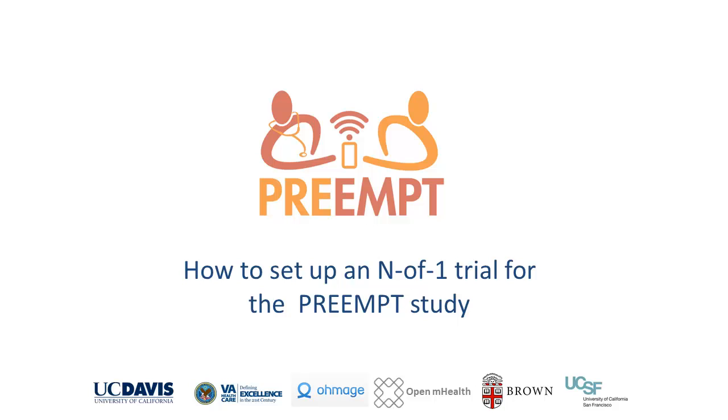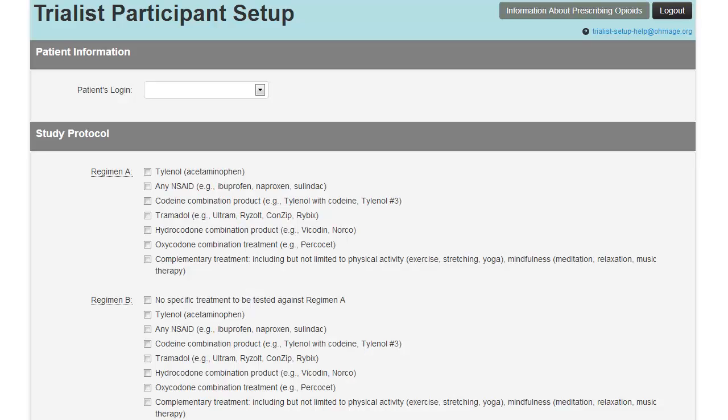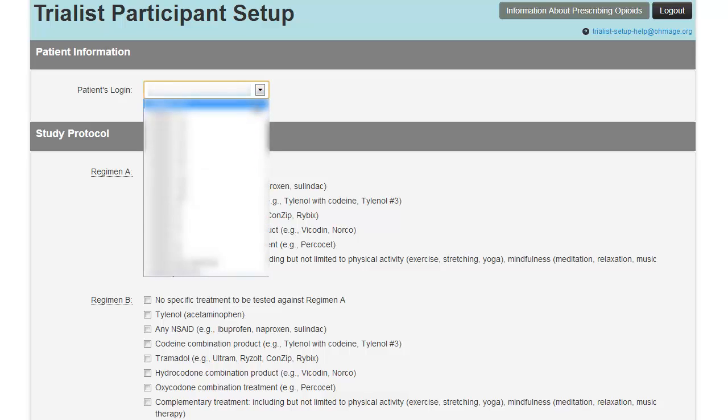You will set up the trial for your patient during a clinical care appointment, and the process should only take a couple of minutes. First, you will log into the trial setup page using your web browser. The setup screens are supported on browsers including Chrome, Firefox, Safari, and Internet Explorer. You will have a username and password to log into the setup screen. After logging in, you will select the patient's username.